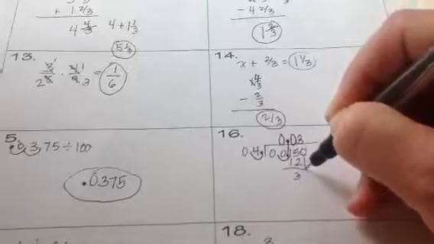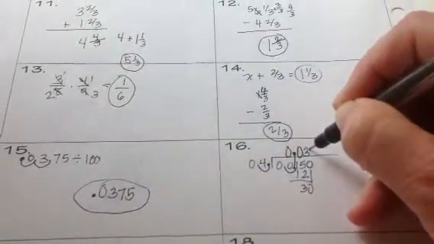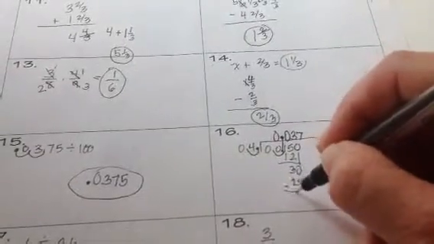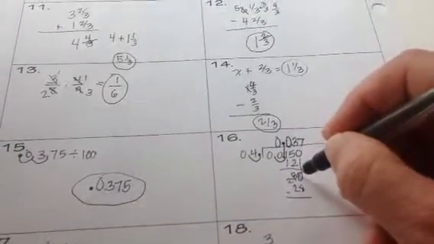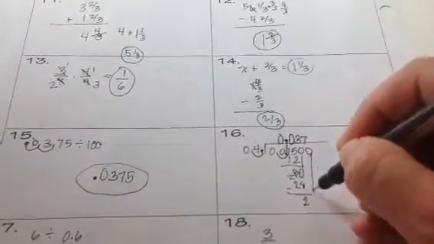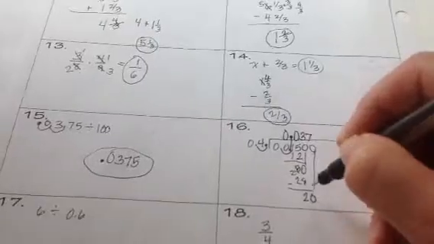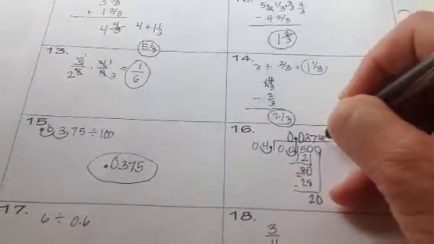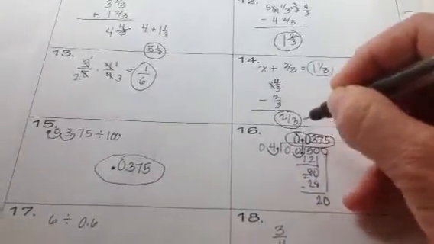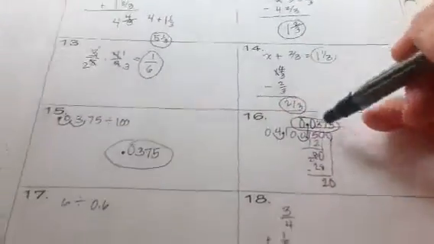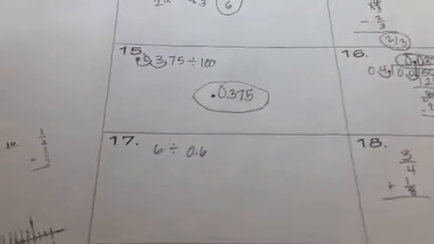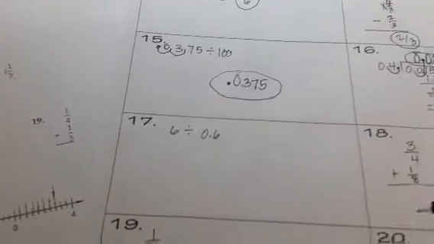Add a 0 to drop. 4 goes in there 7 times, you get 28. Subtract that. You get a 2. Add a 0 and drop it down. Can 4 go into 20? Yes, it can. Yay, look at that. 0.0375, just like that one. Ta-da!